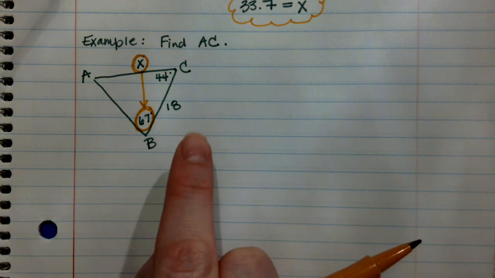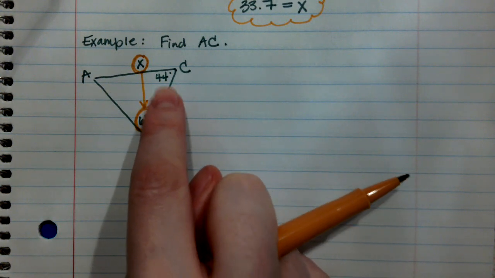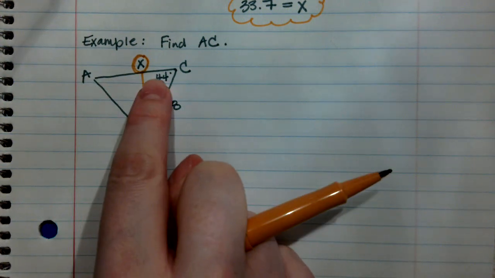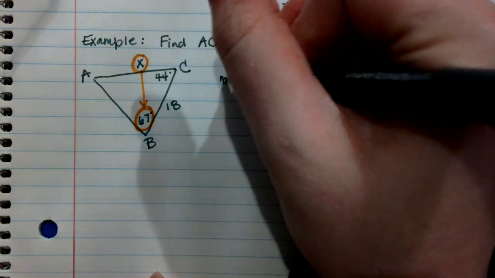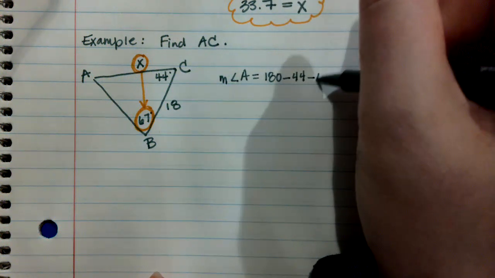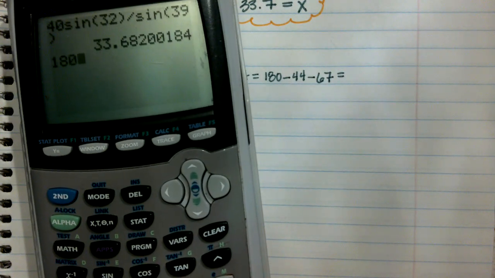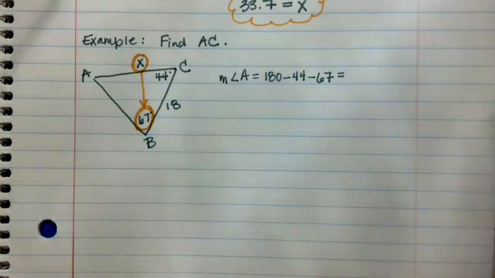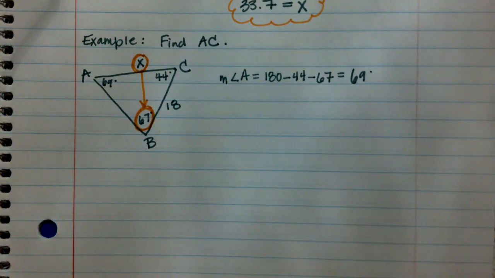But we have a very easy way to find the third angle in any triangle. If I know this is 44 and this is 67, I can very easily find this because I know that all angles in a triangle have to add up to 180. So to find the measure of angle A really quickly, we just need to do 180, subtract 44, subtract 67. And we have 69 degrees. So that is my angle over here.